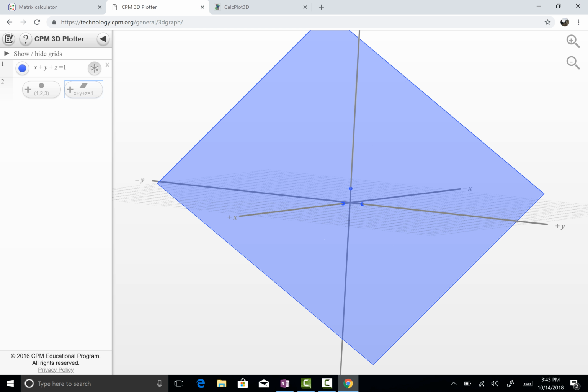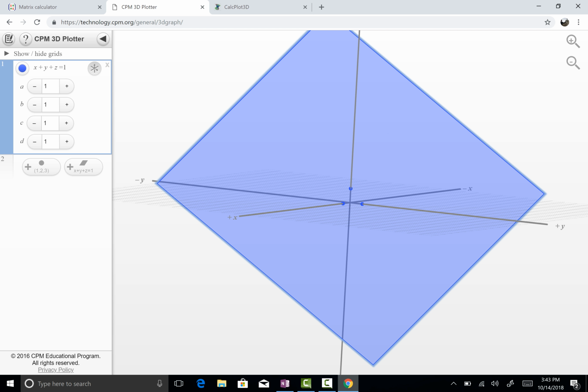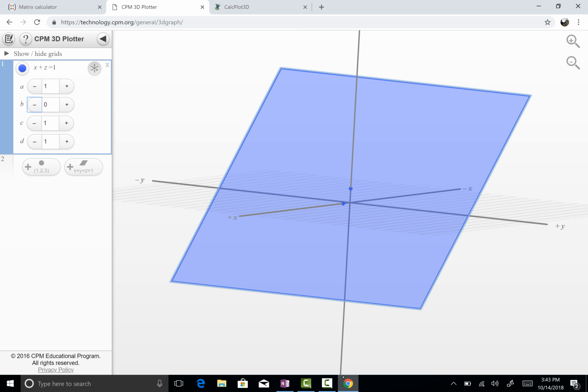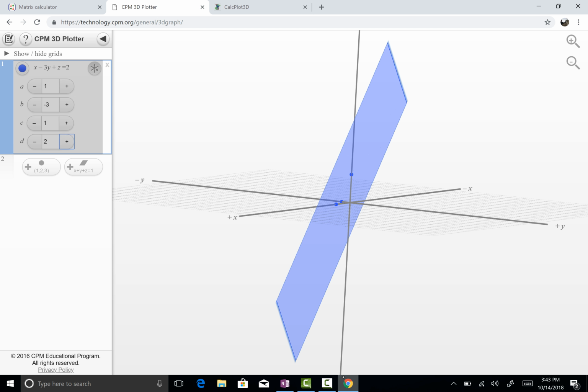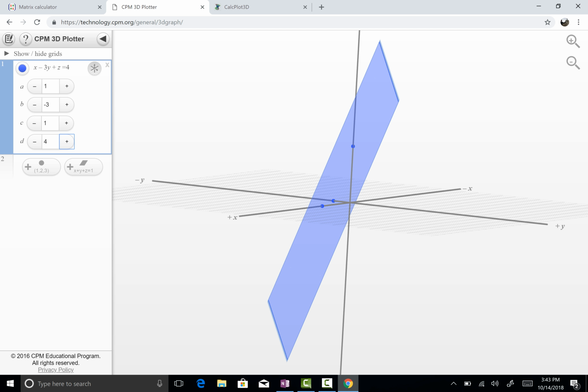Okay, I'm going to add one here, X, Y, Z, but I want to change it, right? So I'm going to tap there, and my A value in this case is 1. My B value is negative 3. My C is 1. I got that one, and my D is 4. So there's that one, okay?